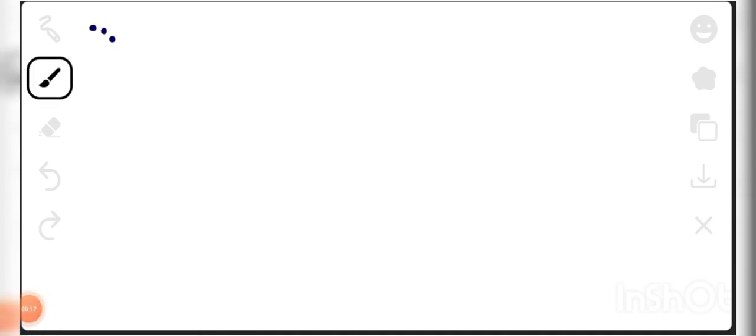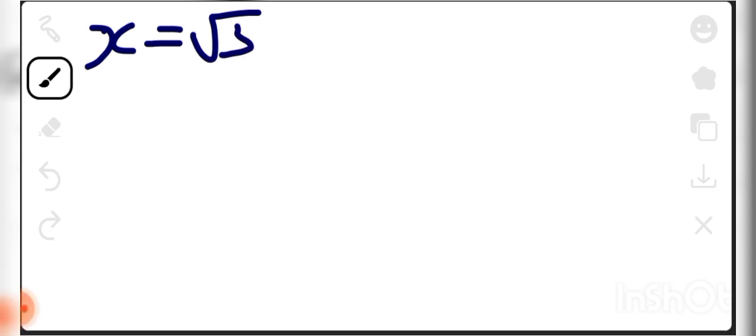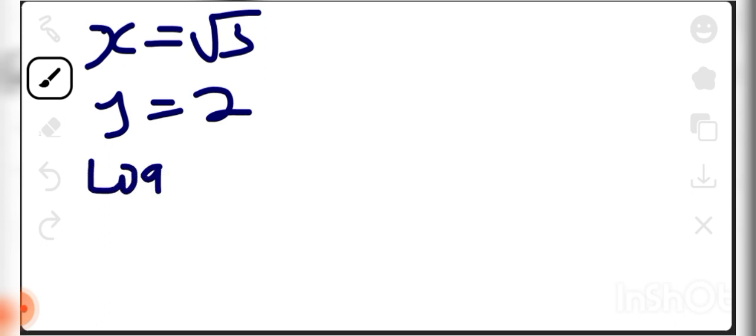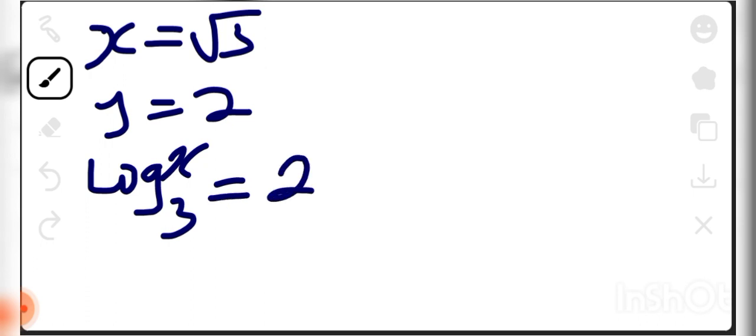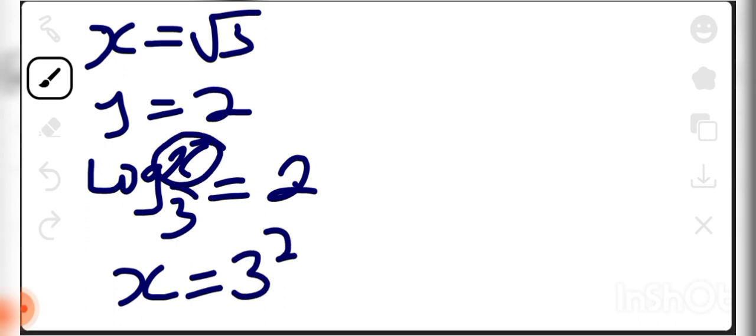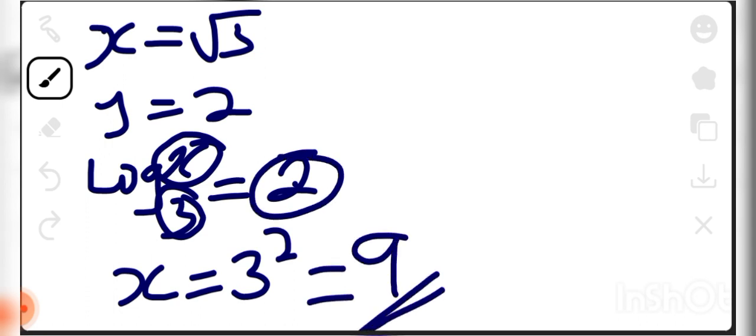So our x is equal to root 3. That's the first one. Then for y is equal to 2 now, remember y is equal to log x to base 3, which is also equal to 2. Next thing, our x will be equal to the base, which is 3, raised to the power of this, which is 2. That will be equal to 9. So we said x is either equal to root 3 or x is equal to 9. Any of them is proper and very, very correct.